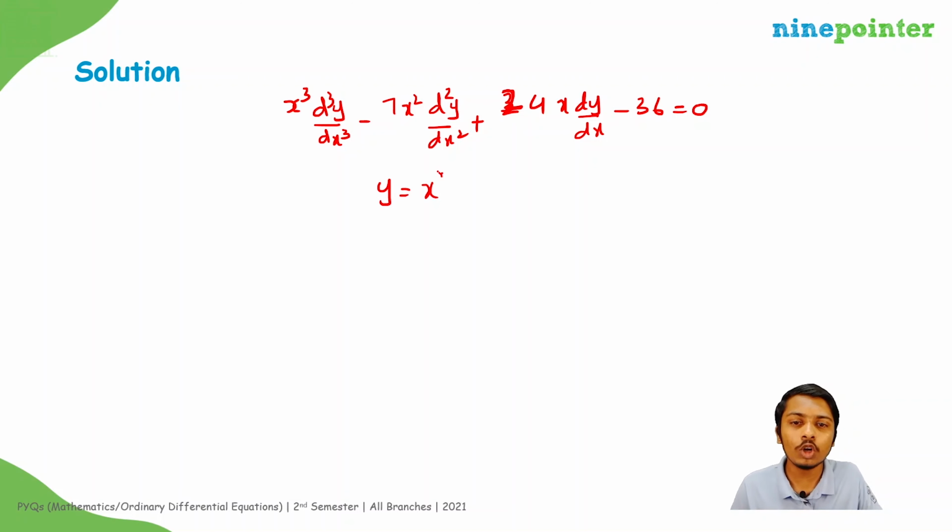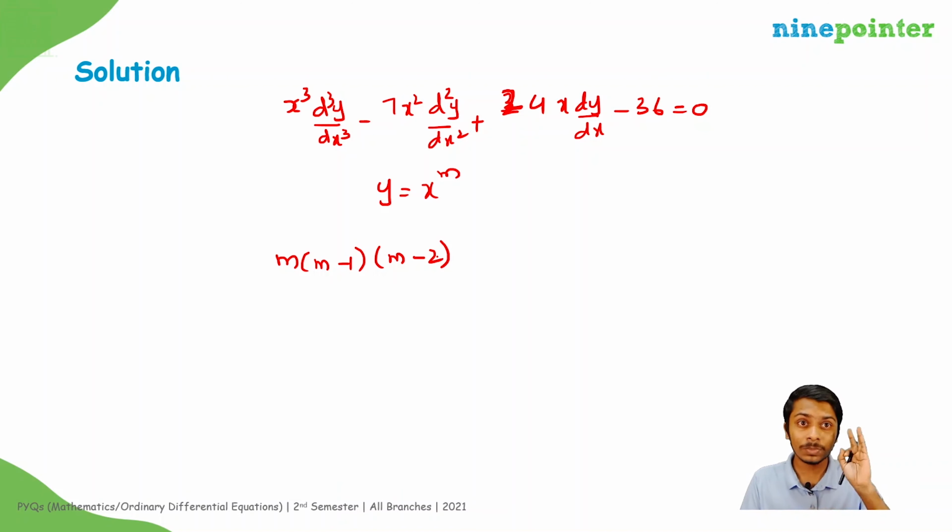That is simply y equal to x raised to m. This will provide an auxiliary equation which we will solve to get the basis for the kernel of this differential equation. Let's just substitute x raised to m in this differential equation. So I will get the auxiliary equation. From the third derivative, I will have m into m minus 1 into m minus 2, since I will be differentiating x raised to m thrice.